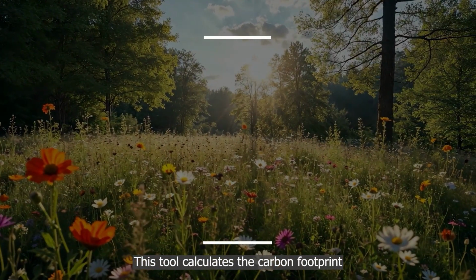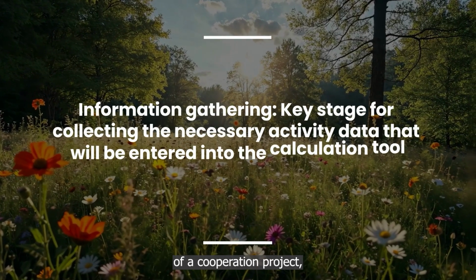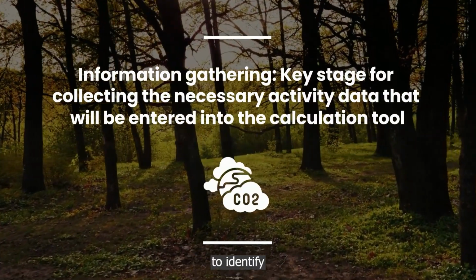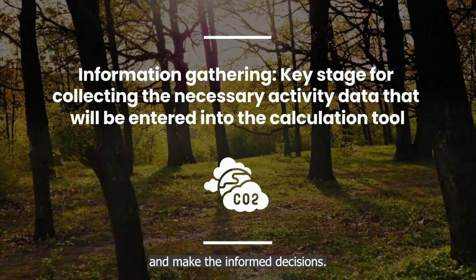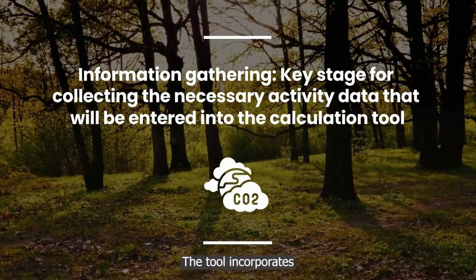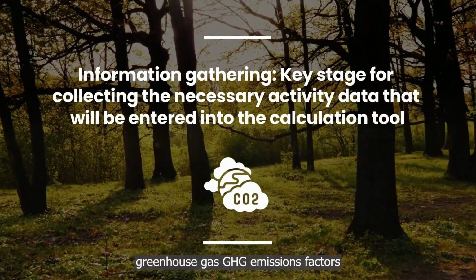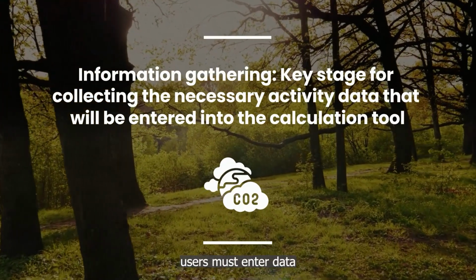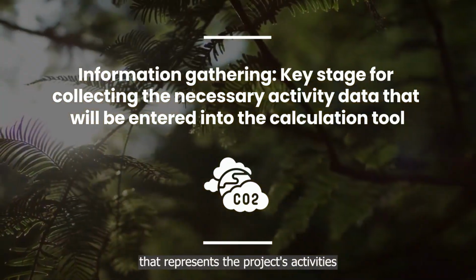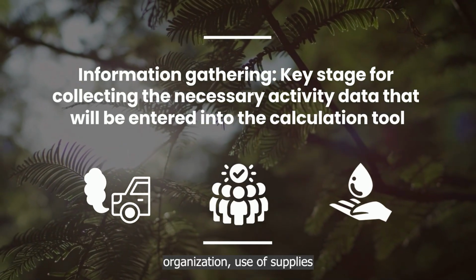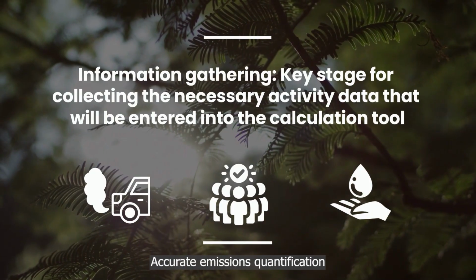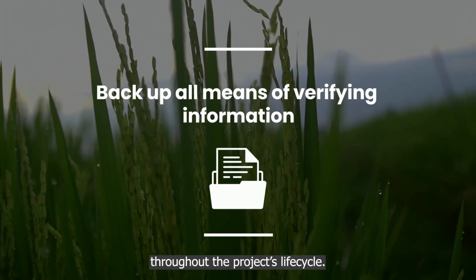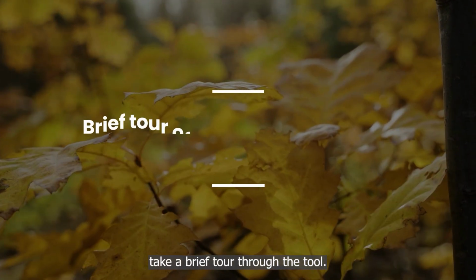This tool calculates the carbon footprint throughout the entire life cycle of a cooperation project, from its design and execution to its closure. This way, it's possible to identify the most significant sources of emissions and make informed decisions. The tool incorporates greenhouse gas (GHG) emission factors that estimate the emissions generated by the project. To do so, users must enter data that represent the project's activities, such as transportation, event organization, use of supplies, among other relevant sources. Accurate emissions quantification requires collecting and supporting this activity data throughout the project's life cycle. Let's now take a brief tour through the tool.